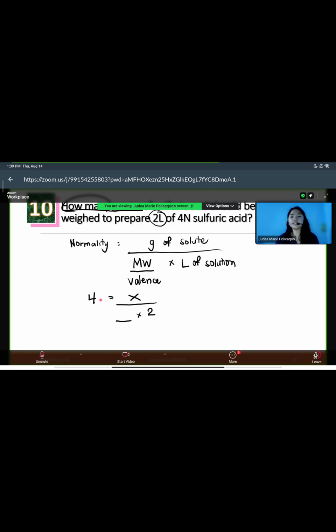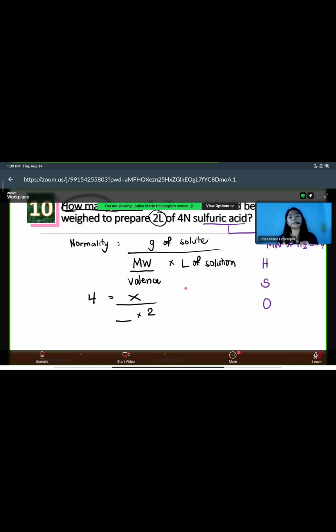Okay? So dito, let us try to calculate no, the molecular weight. Okay, molecular weight ng ating sulfuric acid. So, molecular weight of your sulfuric acid. Remember, sulfuric acid is H2SO4. Okay, so sulfuric acid is H2SO4. So, what makes up your sulfuric acid? Sulfuric acid is made up of hydrogen. They're also made up of sulfur and they also contain oxygen.